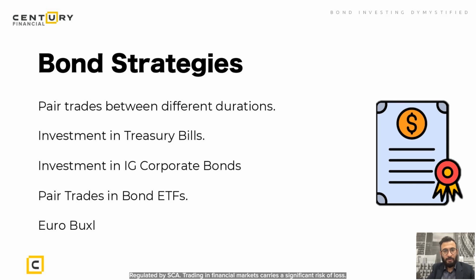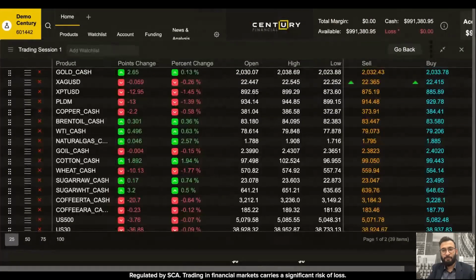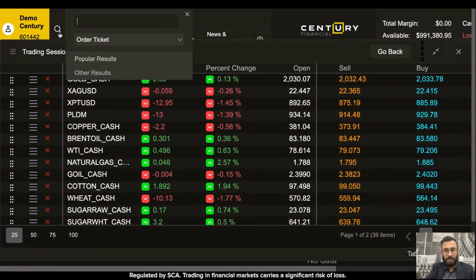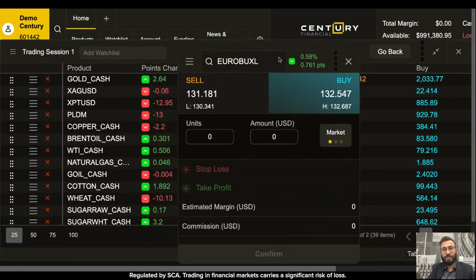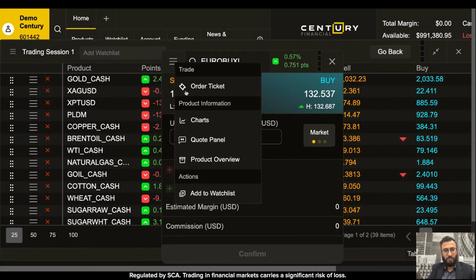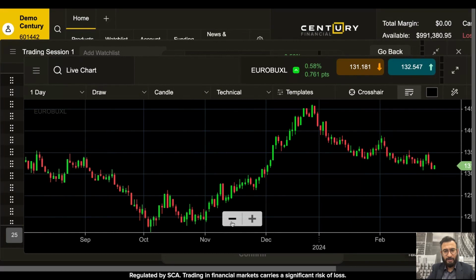So let's say this is the live platform right here. Let me see if you can see this right now. I'll just zoom in so everybody can see while we place the trade here. So very simple. Here you search, let's say Euro Buxel, Euro Buxel cash. If you see, the current price is 132.5.